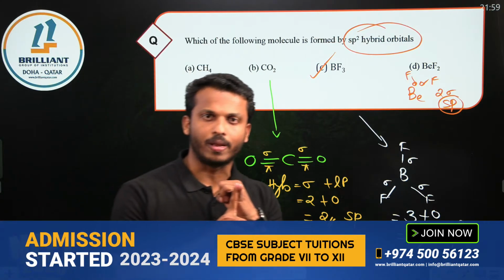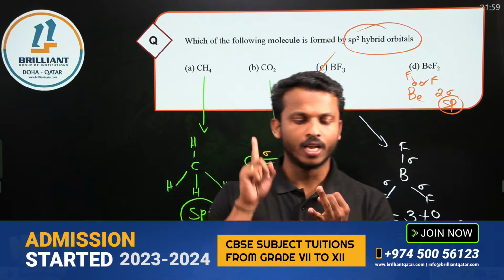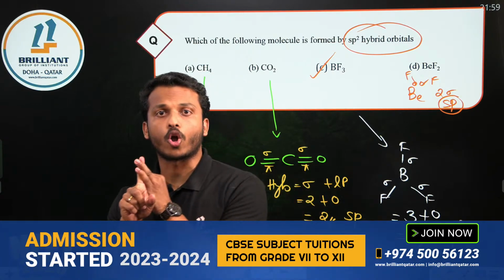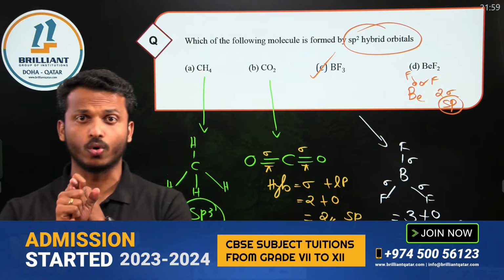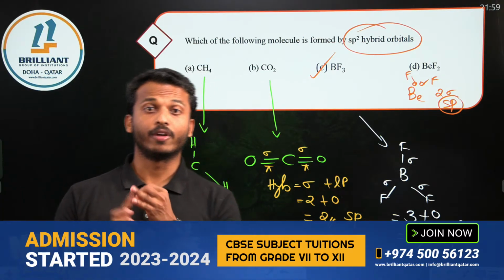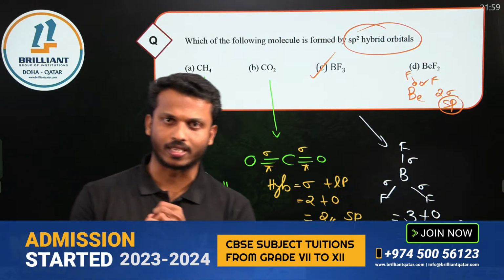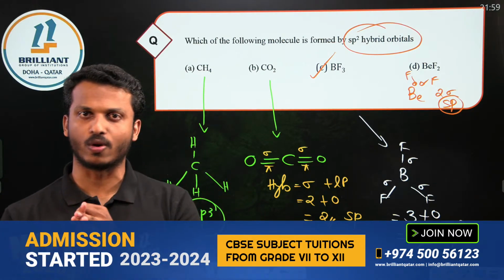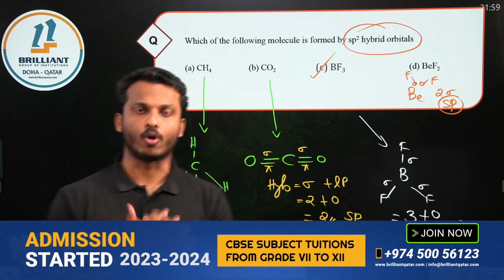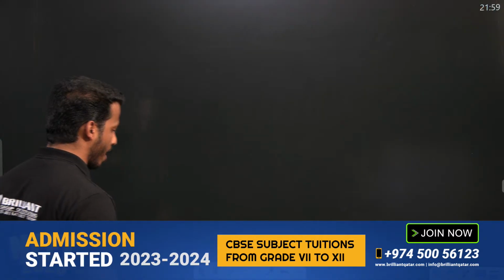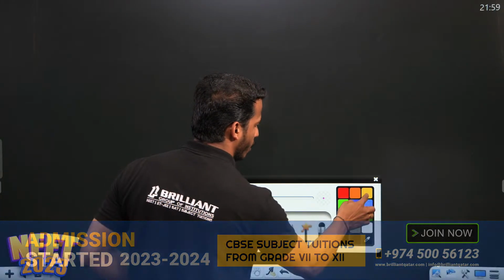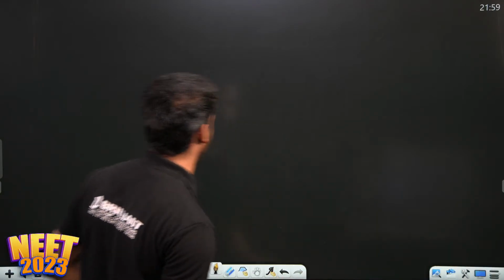VSEPR theory, that means the structure determination. Second one, molecular orbital theory, where they will ask you what is a bond order, whether a molecule can exist or does not exist, whether it is paramagnetic or diamagnetic, what is the stability order and all. Keep this point in your mind here. Bond order and some topics you have to memorize.